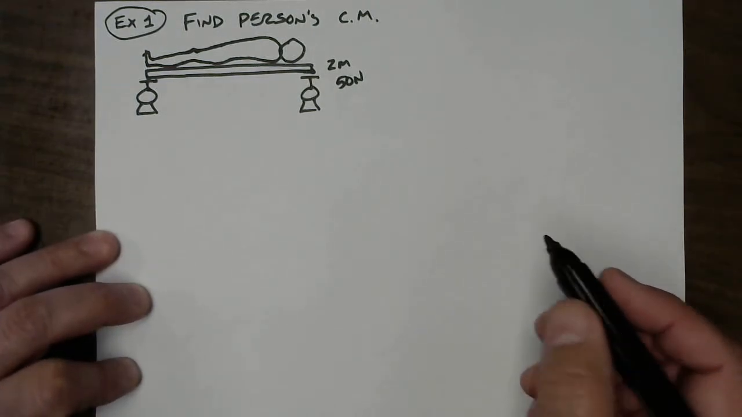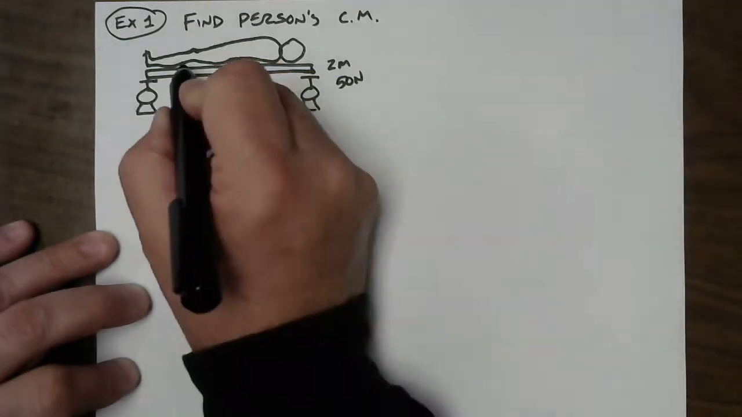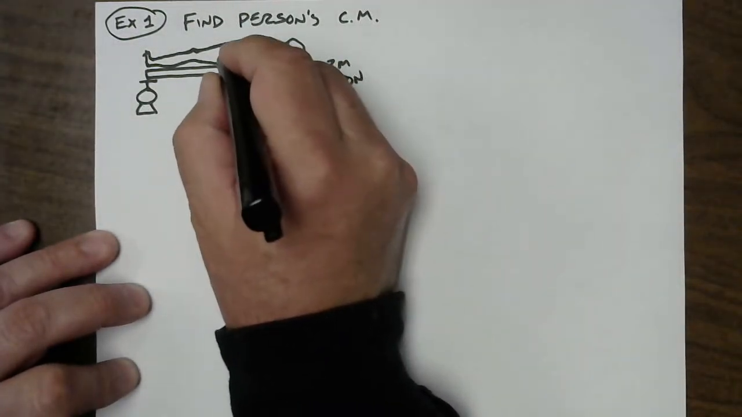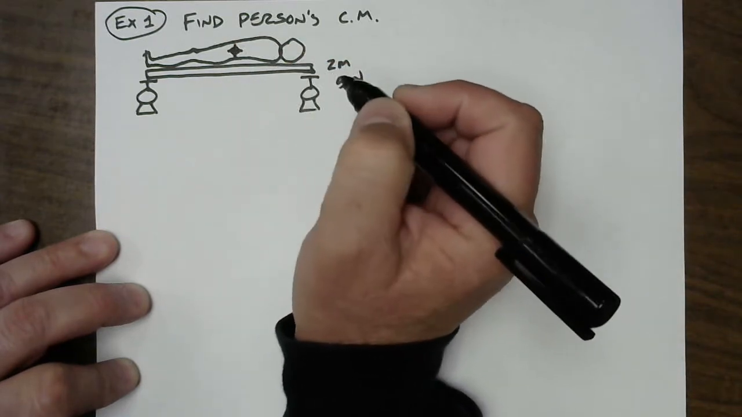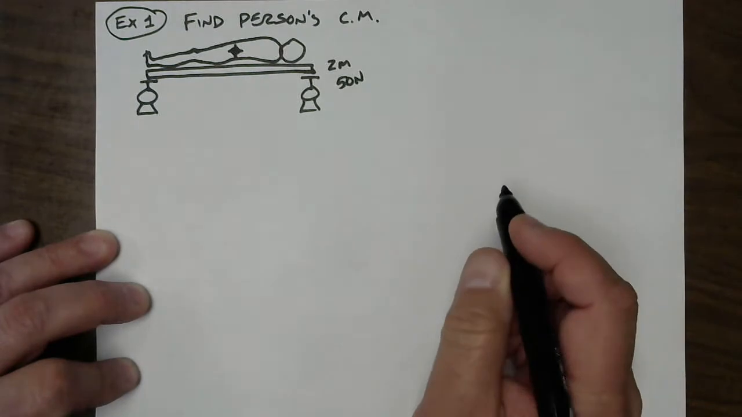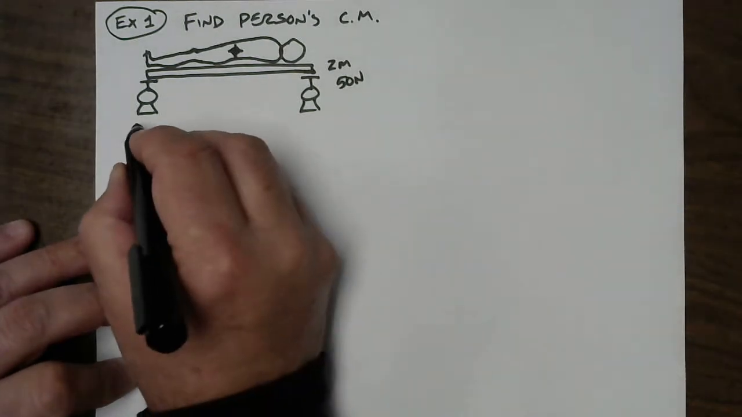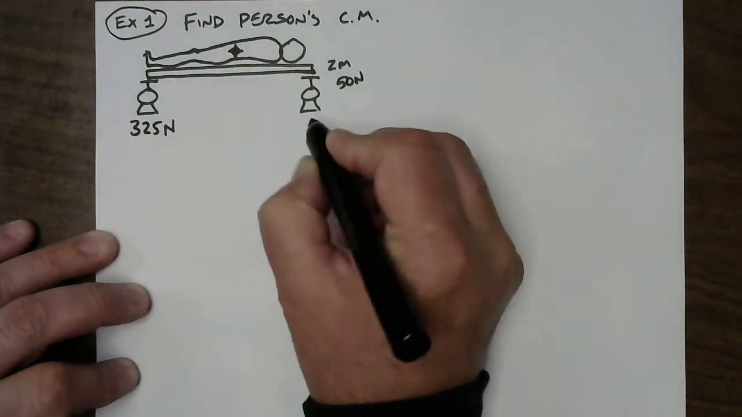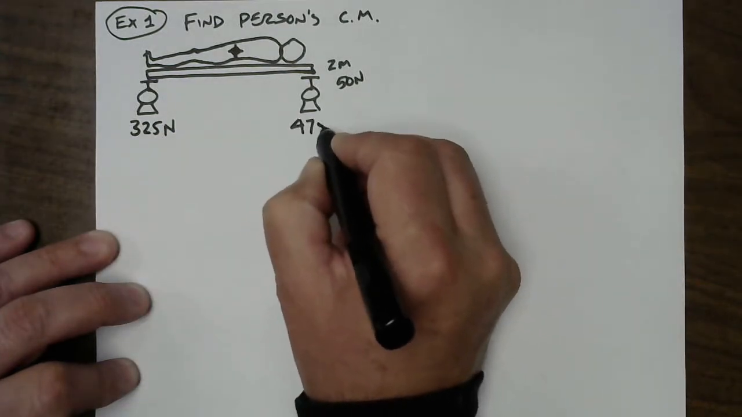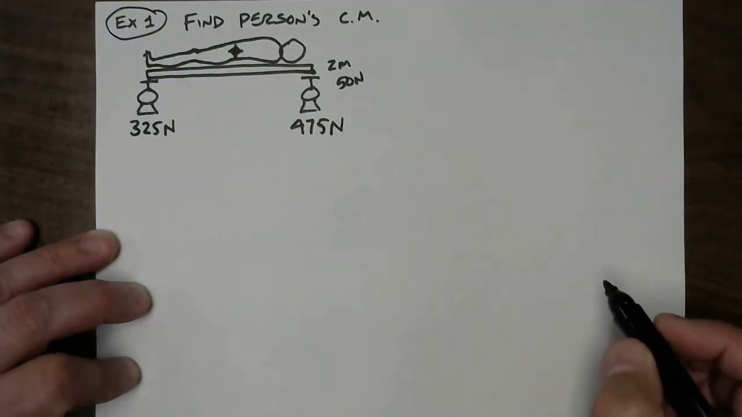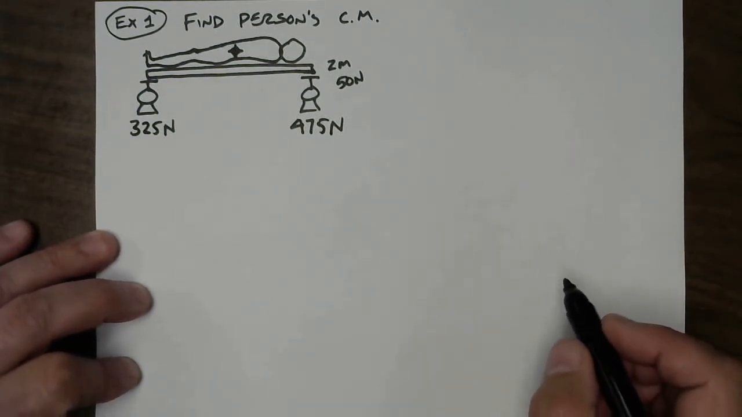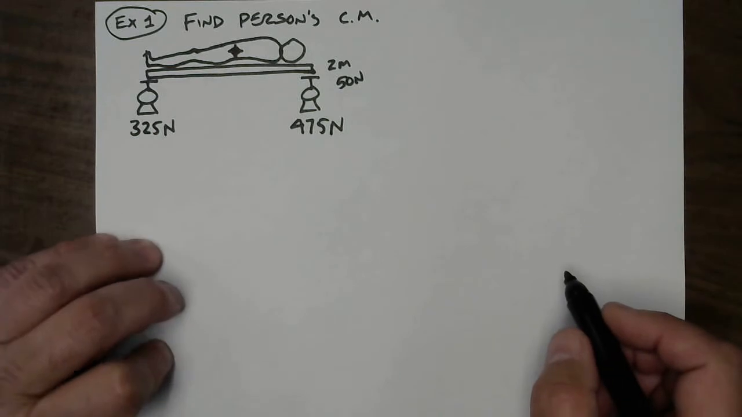Now we don't know what the person's weight is, and we don't know where their center of mass is located. Their center of mass is probably somewhere right about here, but we don't know where that is. Now the one thing I will tell you is that this scale reads 325 newtons, and this one reads 475 newtons. And from this, we should be able to figure out not only how much the person weighs, but where their center of mass is located.